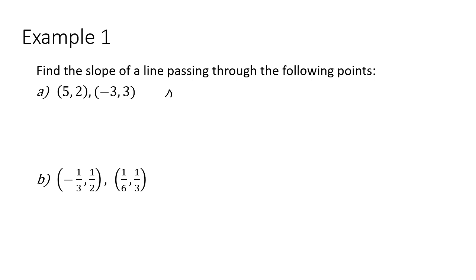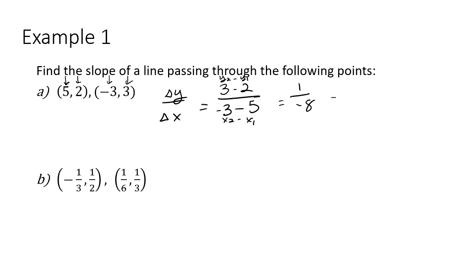All right, so for part A, change in y over change in x. For the y values, I'm always going to put the second ordered pair first. So I'm going to do y2, 3, minus the other y value 2, which means I have to also put this x value first: negative 3 minus the other x value 5. So this is y2 minus y1 over x2 minus x1. And so 3 minus 2 would give us 1. Negative 3 minus 5 would give us a negative 8. So this is a slope of negative 1/8.